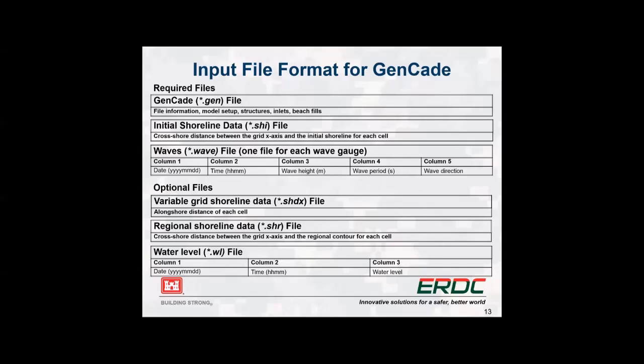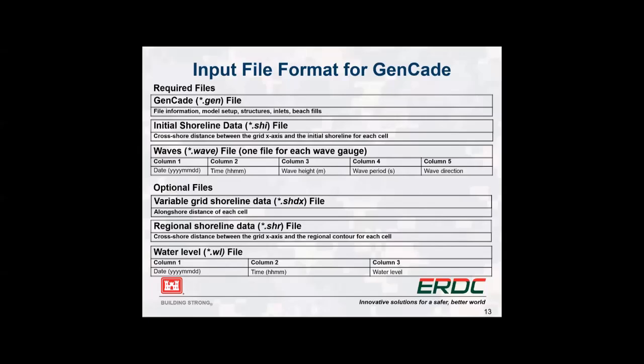There's a variable grid shoreline data file if you want a variable grid. That would be beneficial if you have, say, a groin field, but you also want to model a fairly long way on either side of the groin field. You could have refined grid cells along the groin field and then coarser resolution outside of the groin field.